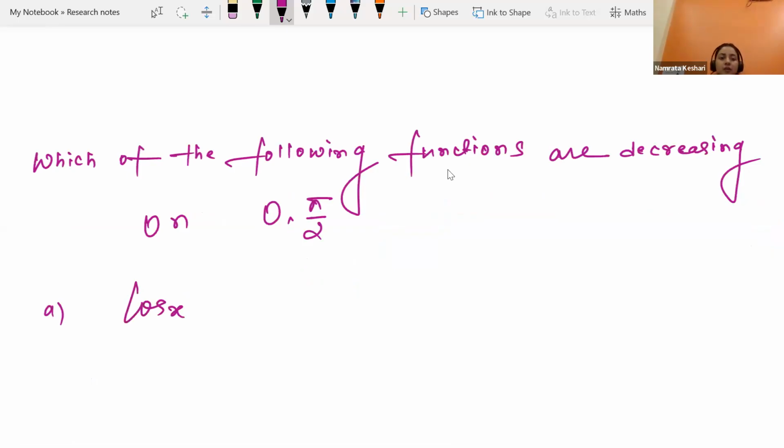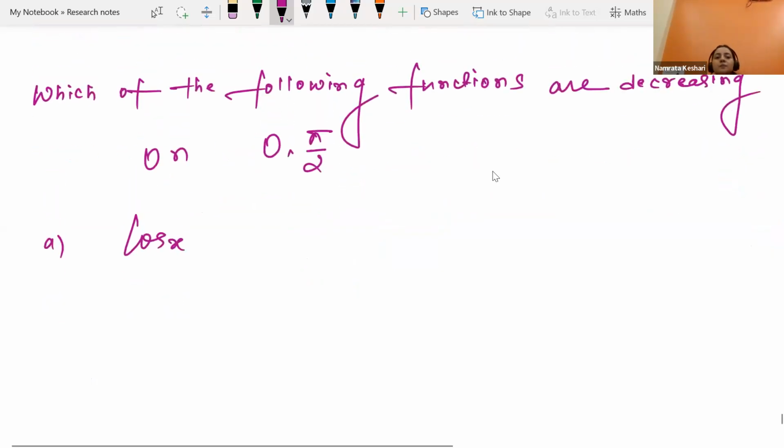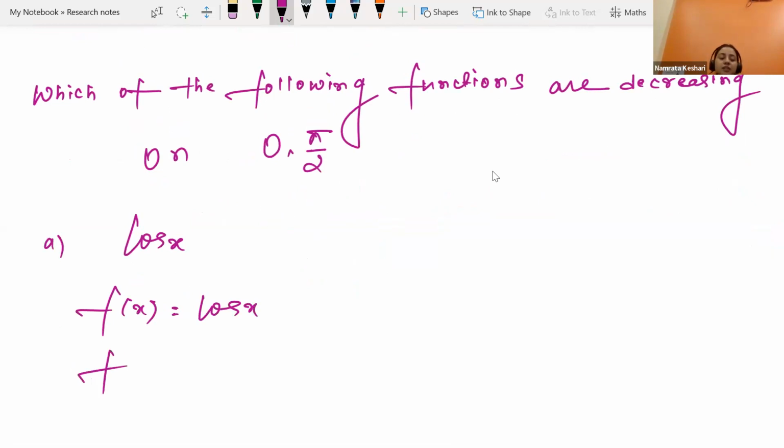So cos x we are having, and we have to check whether it is decreasing in this interval or not. So f of x is cos x. f dash x we will be finding, right, Fatima? Yes, ma'am. It will be minus sin x.